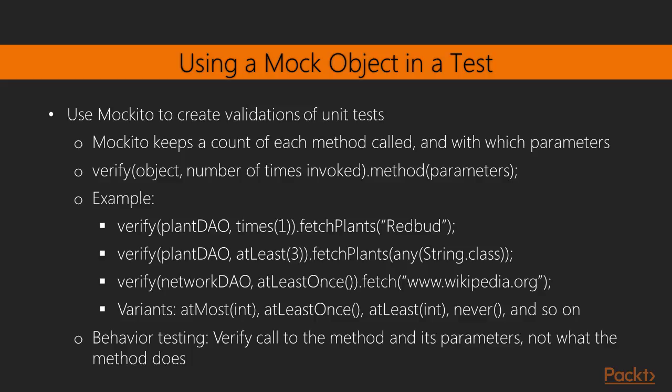So what we're doing with this verify method is we're testing some behavior. We're verifying a call to a method on a mocked object and its parameters, but we're not really looking inside of what that method does because this is our mocked object anyway. We don't care what's happening inside that mocked object. That's going to be tested by an entirely different test. Hence the definition of unit testing, testing one unit at a time.